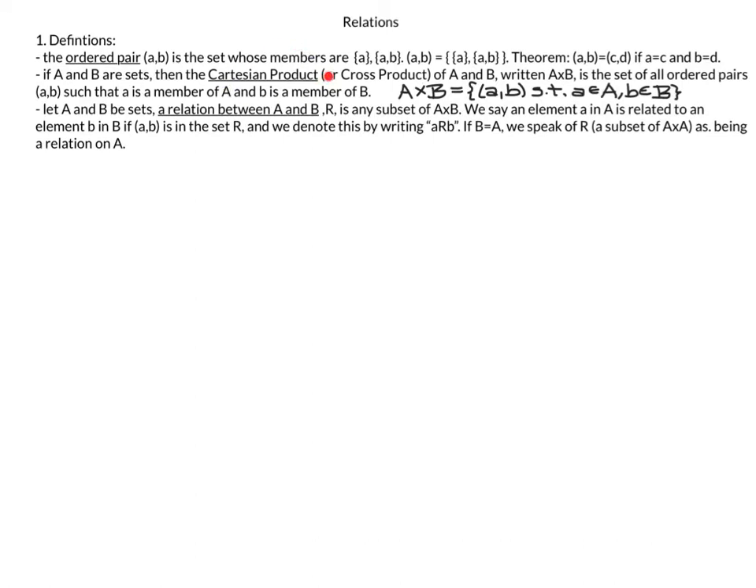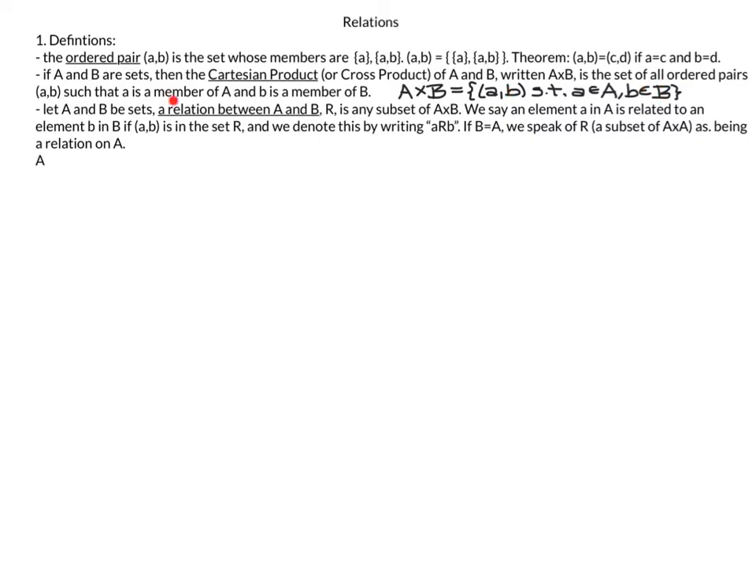The first definition is of the Cartesian product. If A and B are sets, then their Cartesian product, also called the cross product of A and B, written A cross B, is the set of all ordered pairs (a, b) such that a, the first element, is a member of the set A, and b, the second element, is a member of set B. Another way of writing this is A cross B is equal to the ordered pairs (a, b) such that a comes from set A and b comes from set B.